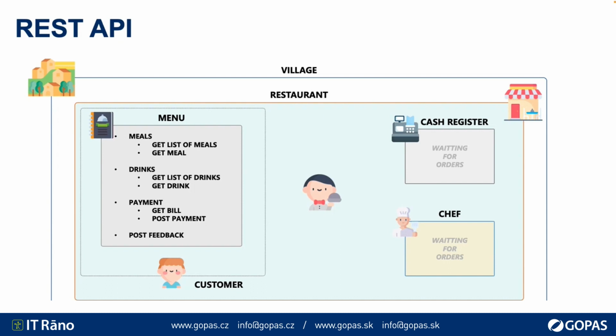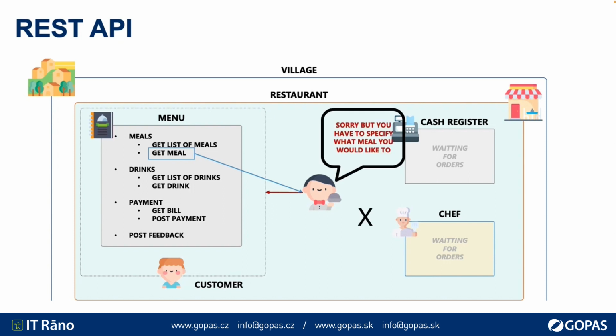Wait a minute. I'm hungry. I would really like to eat, so I want to get a meal, even when I don't know which meals are being prepared in this restaurant. So, hey API, please, can you give me a meal? No, sorry, but you have to specify what meal you would like. Okay, but we don't know what meals you're serving.